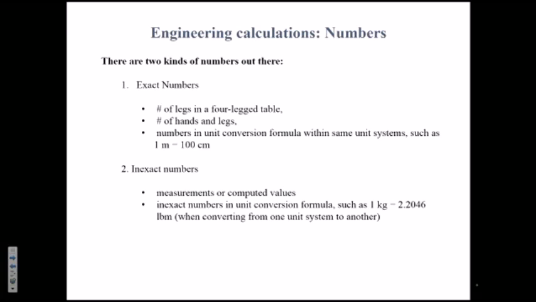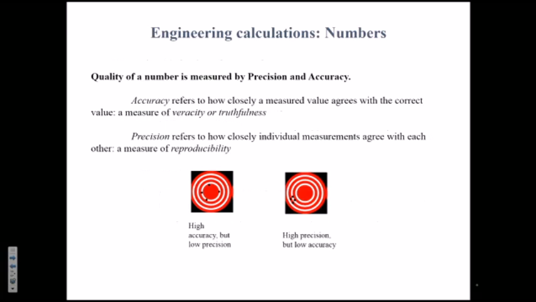But if you go from one unit system to another, like USCS to SI, the unit conversion factors you use are not exact numbers. So this is the example. If you go from 1 kilogram to pound mass, it's 2.2046. 2.2046 is not an exact number because you went from one unit system to another. Okay, and that's the general convention. Any value that you measure using some sort of measuring scale or you compute is in general an inexact number. So they don't have the kind of quality that exact numbers have.